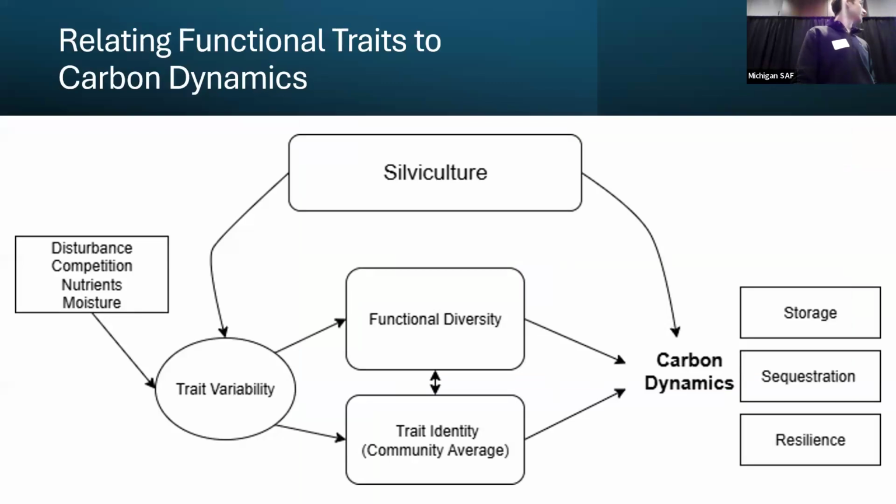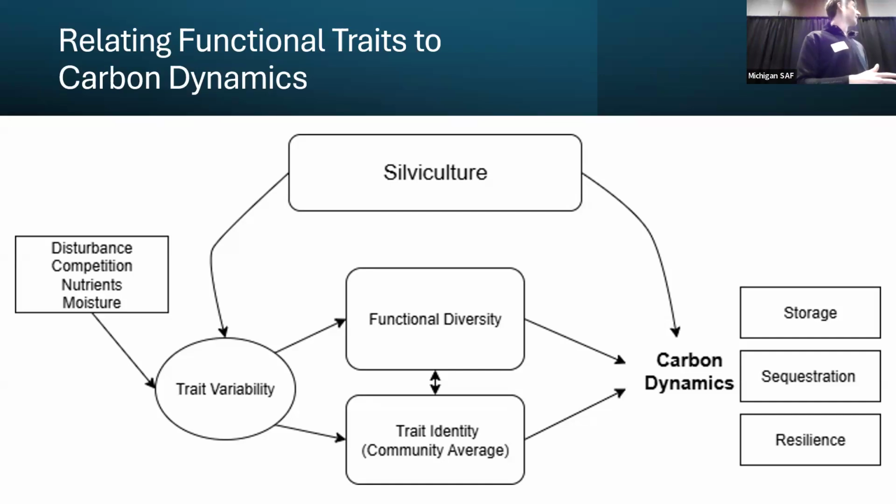So how do we relate functional traits to carbon in silviculture? Well, silviculture, like I mentioned before, can directly affect carbon dynamics. So we can remove basal area from a stand. We can change the species composition that way, but so change the carbon dynamics that way. But we can also change the species composition and thus alter the trait variability, which in turn can affect functional diversity or the trait identity or the average traits within the stand, which can then affect carbon dynamics down the line. So silviculture can kind of directly affect carbon dynamics through removing biomass or changing residual densities, things like that.